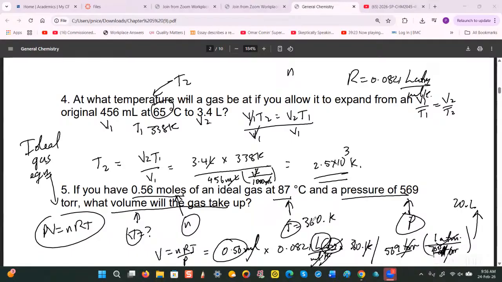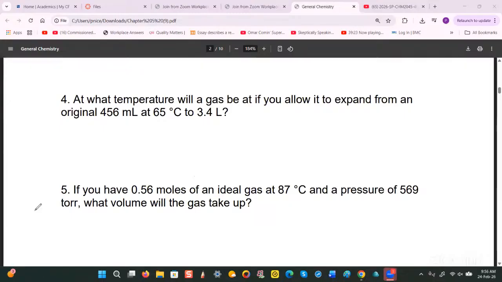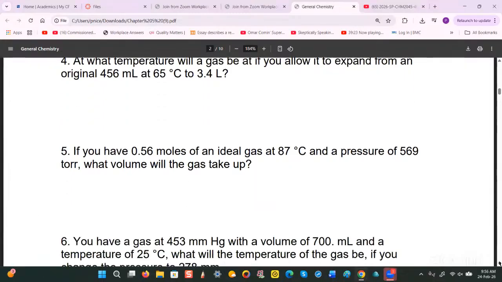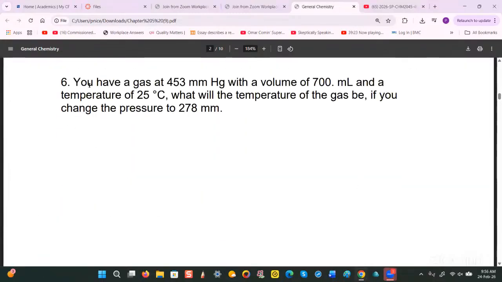Okay, let me clear this and scroll down. Okay, so this question says, you have a gas at 453 millimeters mercury with a volume of 700 mils and a temperature of 25 degrees Celsius. What will the temperature of the gas be if you change the pressure to 278 millimeters mercury?